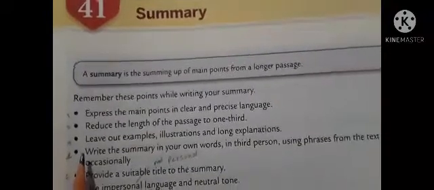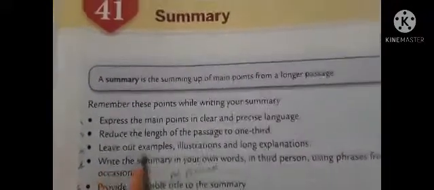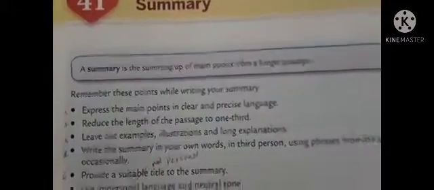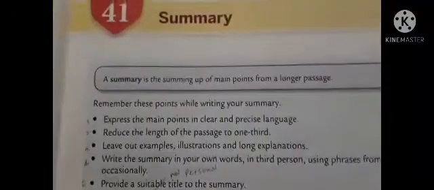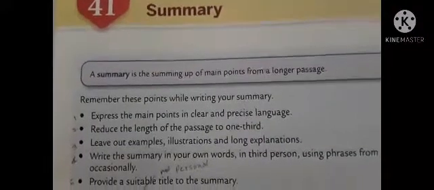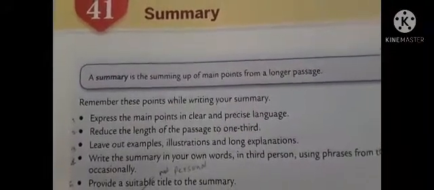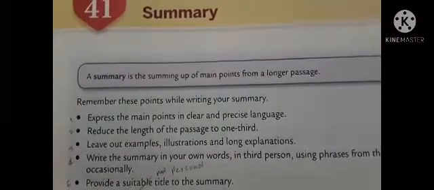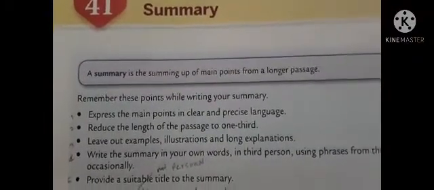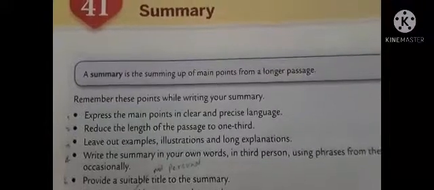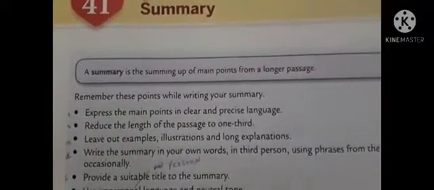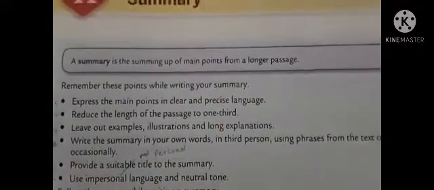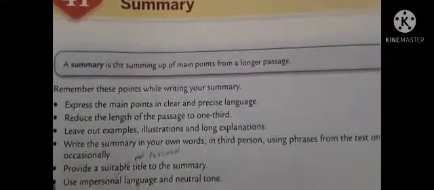Thirdly, we should leave out examples, illustrations, and long explanations. When we write a summary, we have to leave out examples. We have to leave explanations. We don't have to write them in detail. Otherwise, the summary becomes very lengthy.